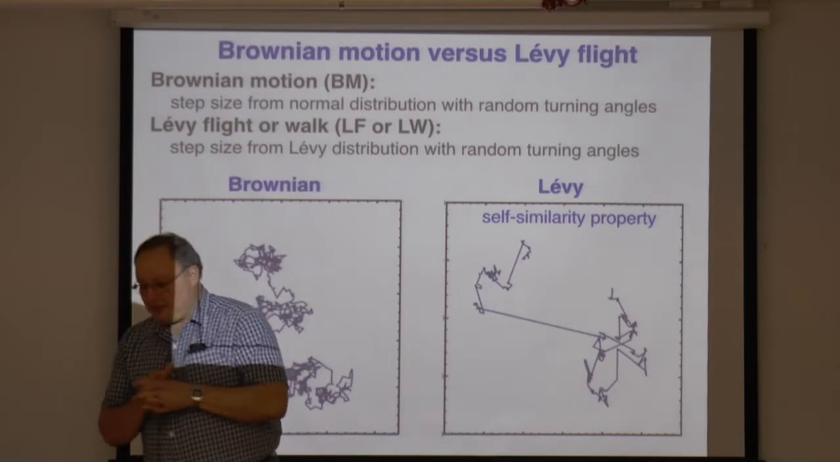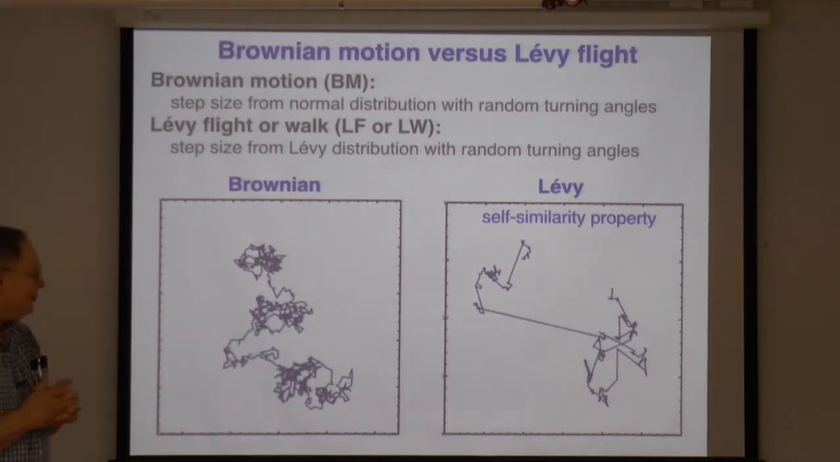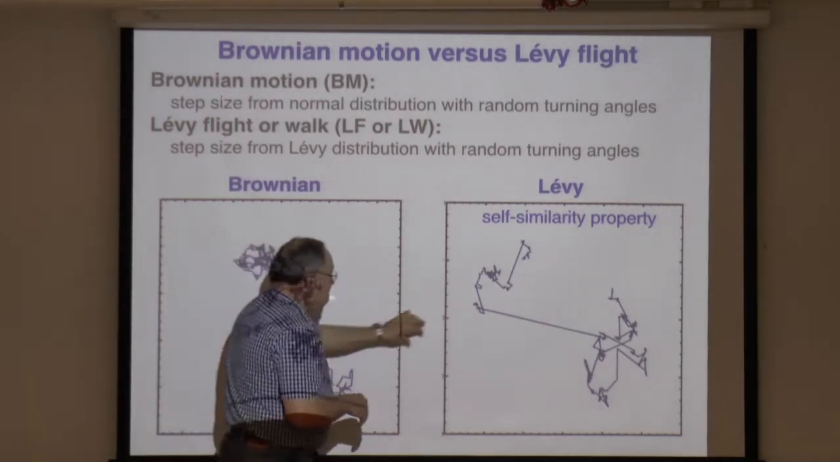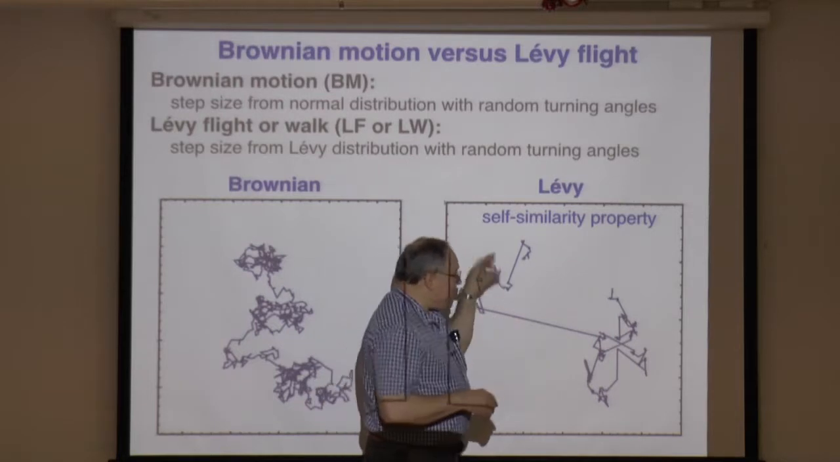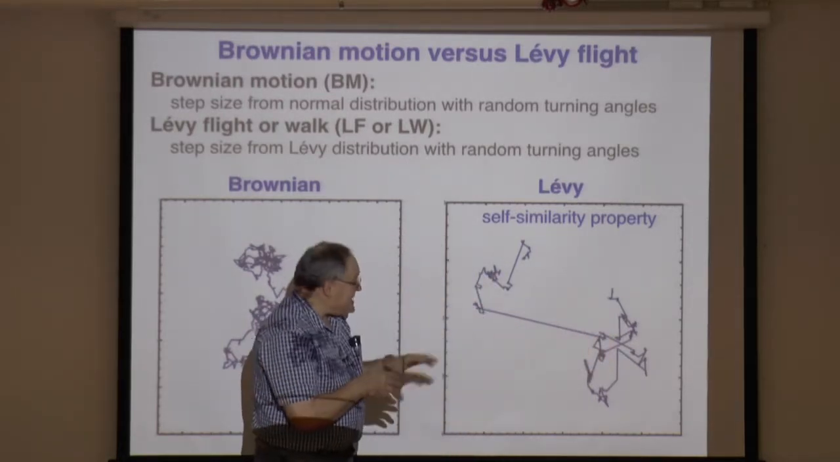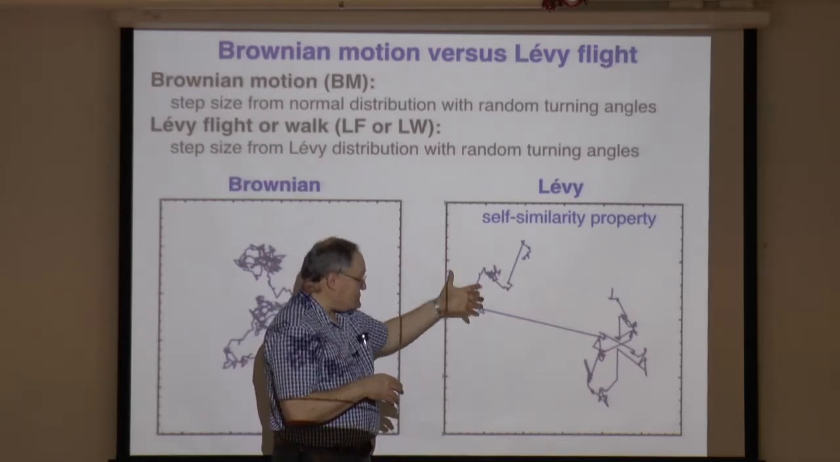And that's interesting for movement ecologists, because movement ecologists are looking at trajectories and they say, gee, are animals moving around like this, or are they moving around like this? And if they're moving around like this, why are they moving around like this? And there's some hypotheses about search.